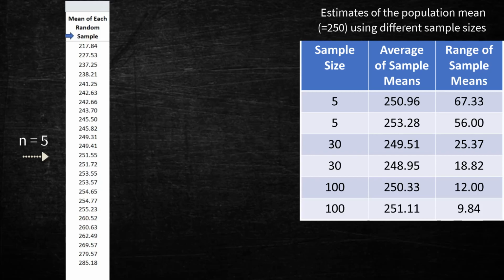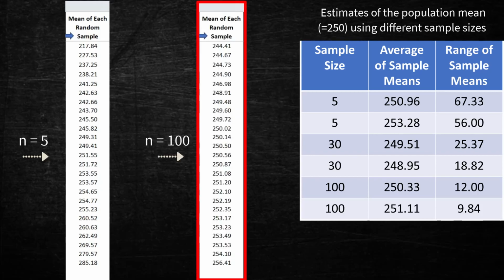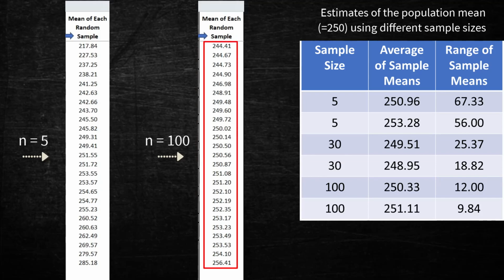Let's compare these results to the first group of size 100 samples we took. The average of these sample means was 250.33 milliseconds, which is very close to the true population mean of 250 milliseconds. But let's look at the range of the sample means. You can see it is 12 milliseconds, which is much smaller than the range for the samples of size 5. Now let's look at the actual means of the 25 samples of size 100. You can see that the means are all more closely clustered around each other. They vary a lot less than the means of samples of size 5 did.